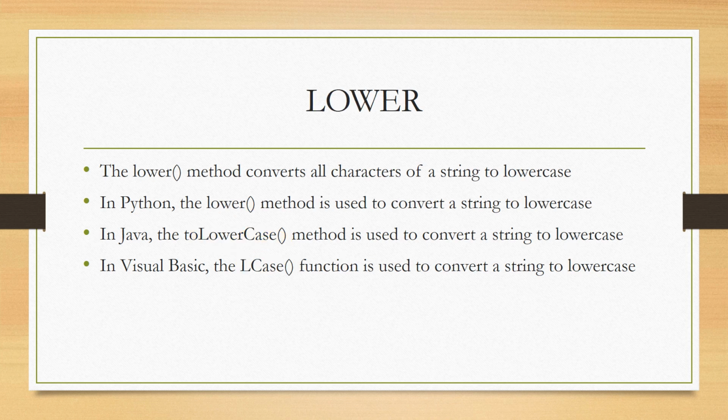The lower method converts all characters of a string to lowercase. It's exactly the opposite of uppercase. So in Python we will be using lower, in Java we will be using toLowerCase, and in VB we will be using the LCase function, used to convert a string to lowercase.